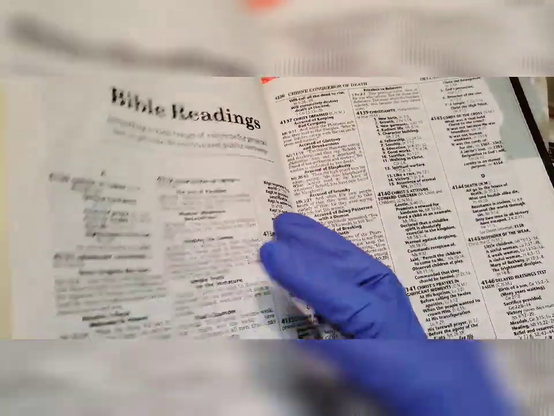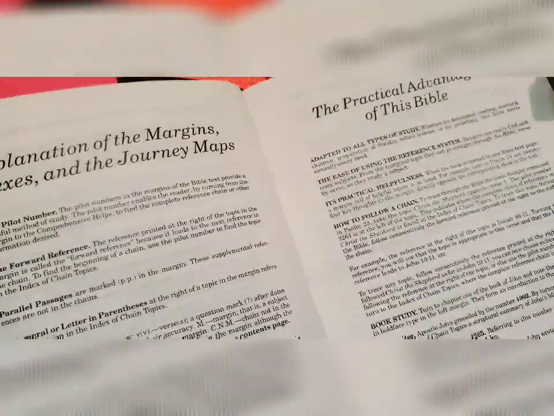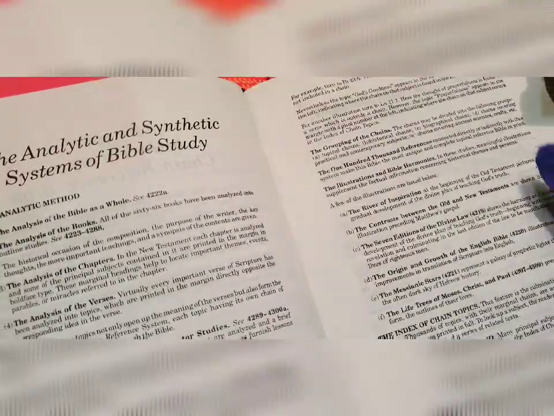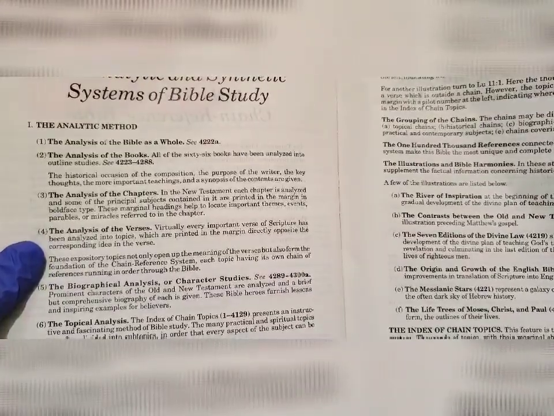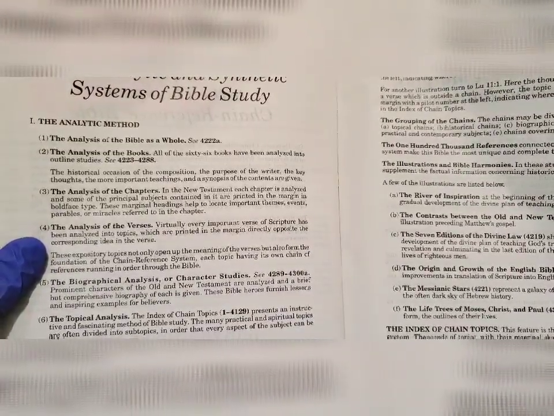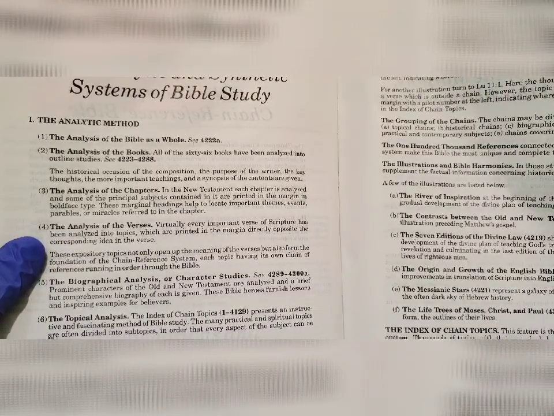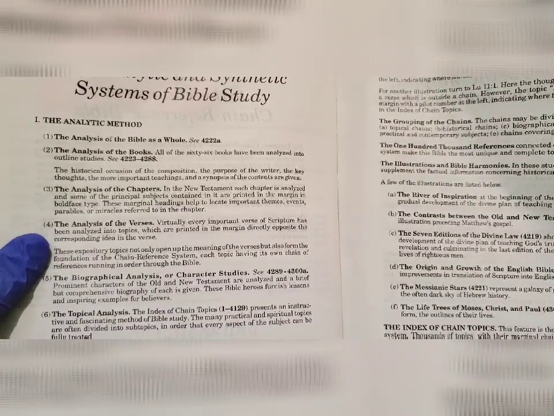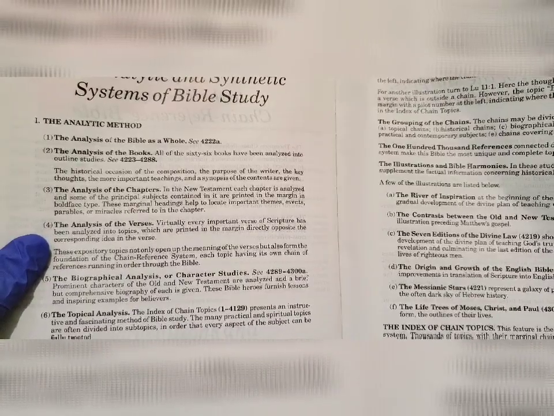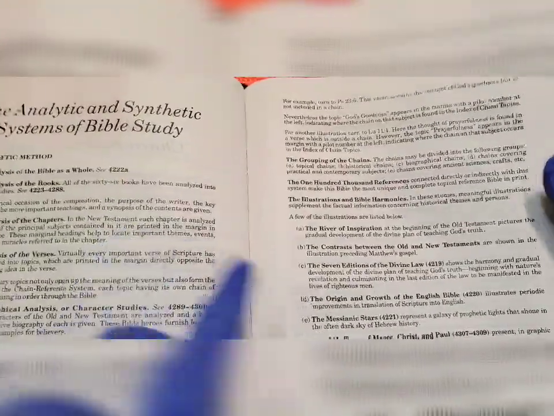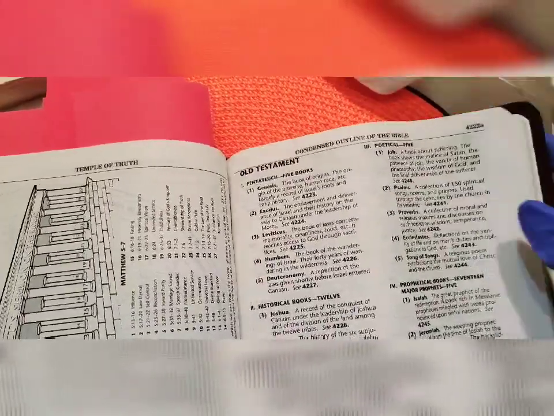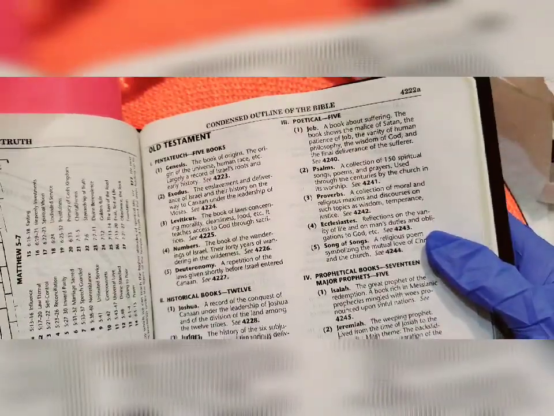And I'm going to focus on showing you how to use this Bible by analyzing the Bible as a whole, analyzing the books, analyzing the chapters, and analyzing the verses. So we're gonna go to analysis of the Bible as a whole. You can go directly to 4222. Okay, it's 4222. So this is a condensed outline of the Bible.